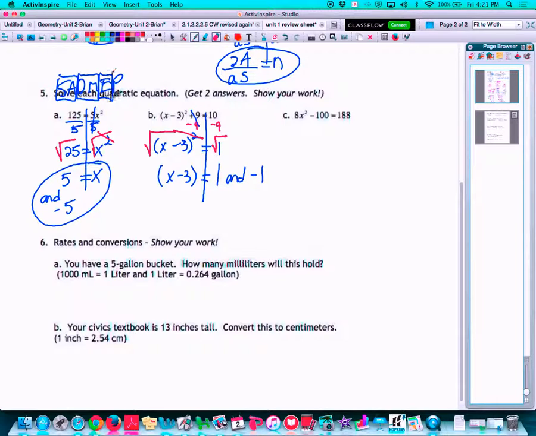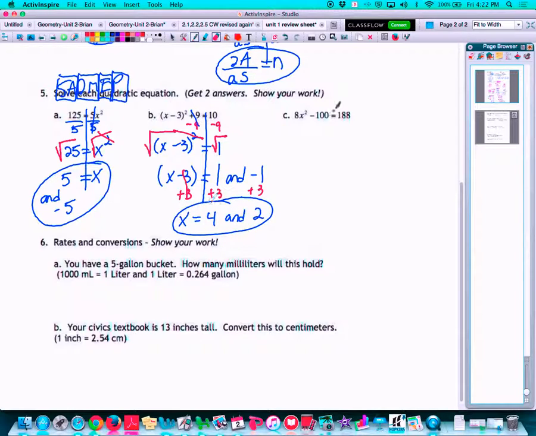Now this one, we do have a parentheses, so we still have one more step. We have to undo what's in the parentheses, which is a subtracting of 3. So we'll add 3, and now we have x is equal to 4, and negative 1 plus 3 is 2. So x is equal to 4 and 2.